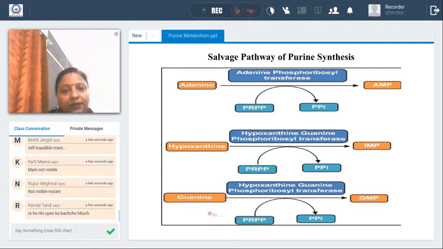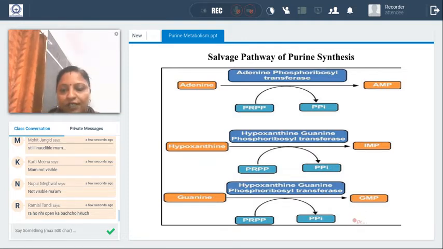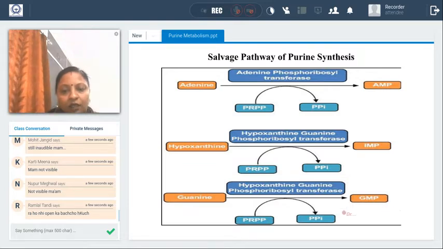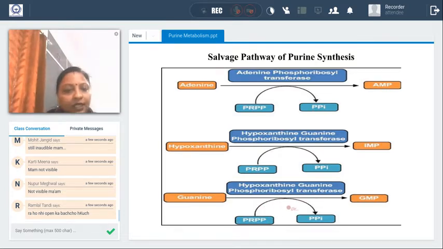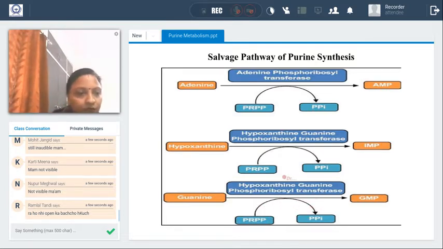Then guanine, again in the presence of this HGPRT, hypoxanthine guanine phosphoribosyl transferase, we can get GMP. GMP is guanosine 5-monophosphate, that is guanylate. It is a nucleotide of guanine formed in the presence of PRPP, and again PPi or inorganic pyrophosphate is released, in the presence of hypoxanthine guanine phosphoribosyl transferase.